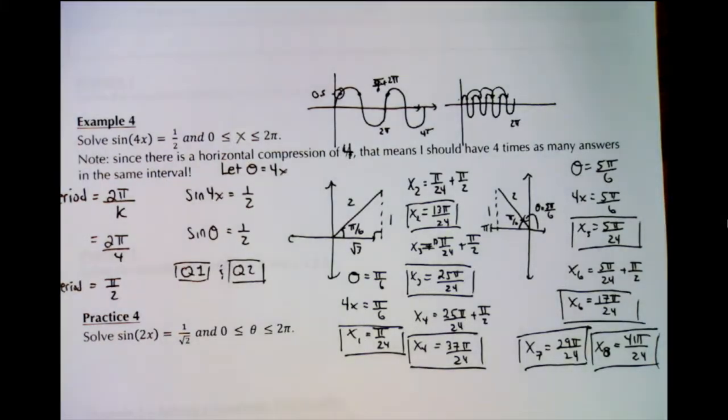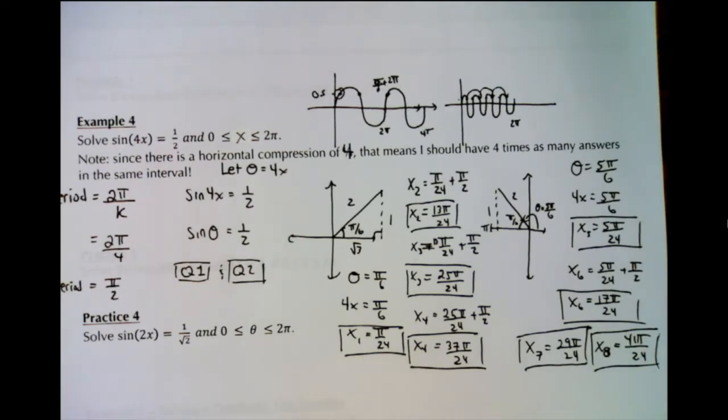So this is when we have a compression. If we have a stretch, well, then the opposite would be true. Our answers would occur, if it was a stretch by a factor of 2, half as frequently. So that would mean you'd only get one answer. If there's a stretch by a factor of 4, you might not get any answers unless it's in the first quadrant, in which case you'd get one answer. So stretching and compression can affect how many answers you come up with.